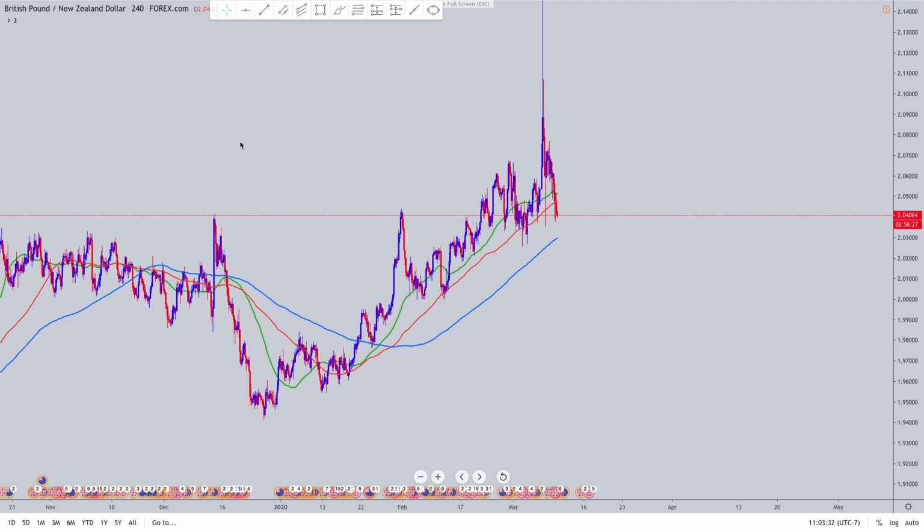Today, I'm going to be covering what Fibonacci is, how to use Fibonacci levels in your trading, and how you can use it as a method of confluence in entering and exiting positions. So, let's get right into it. First of all, what is Fibonacci?